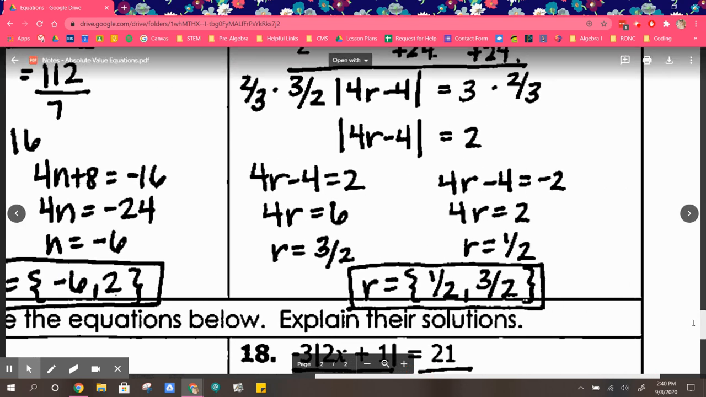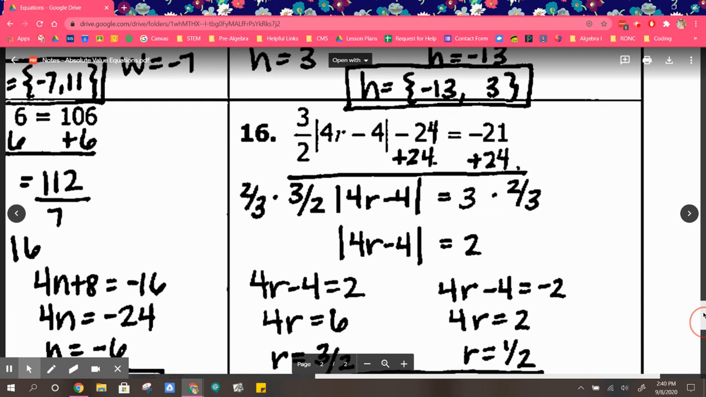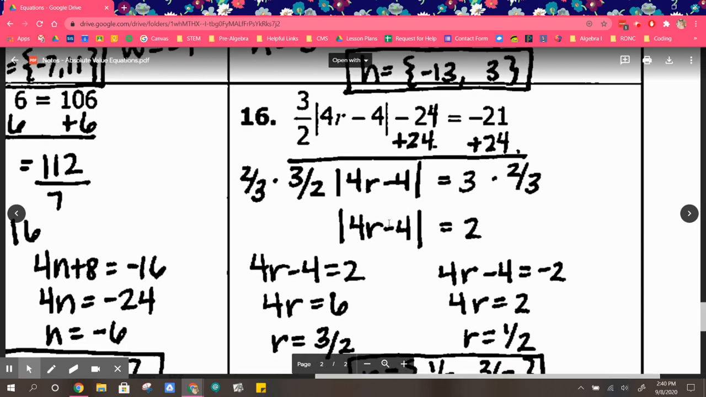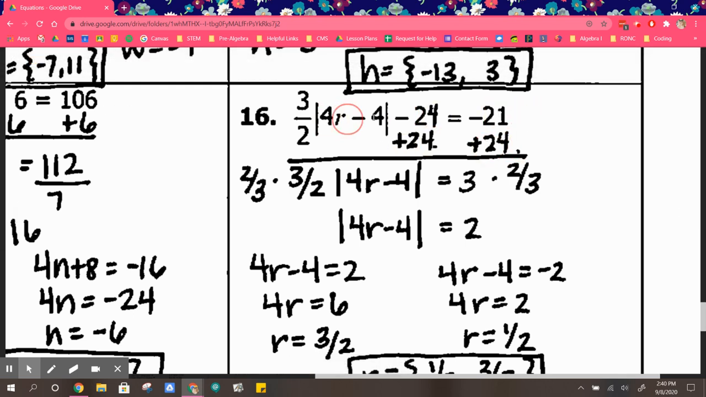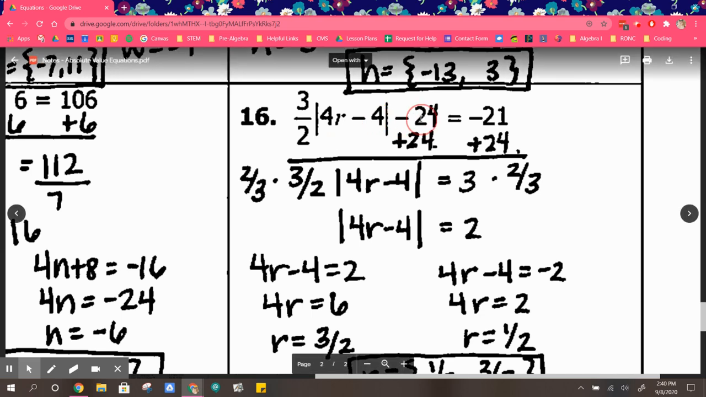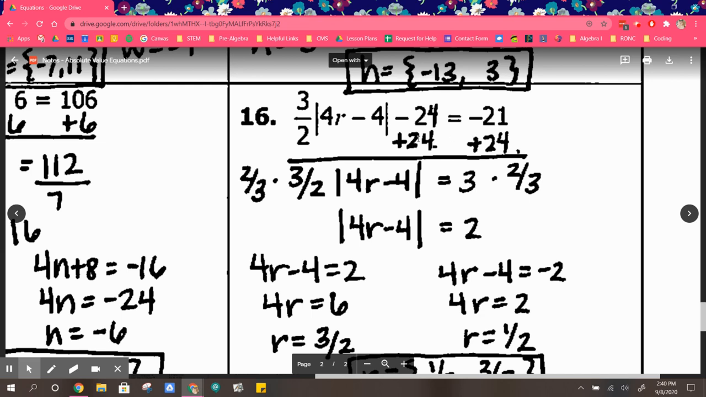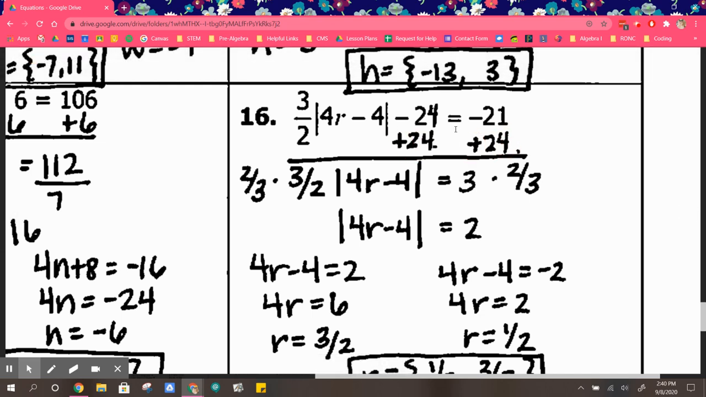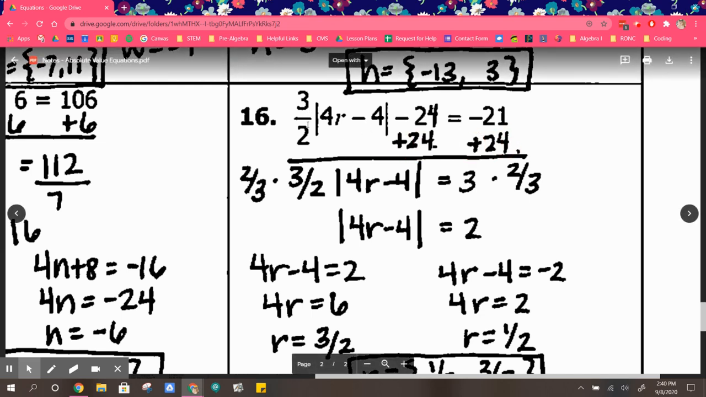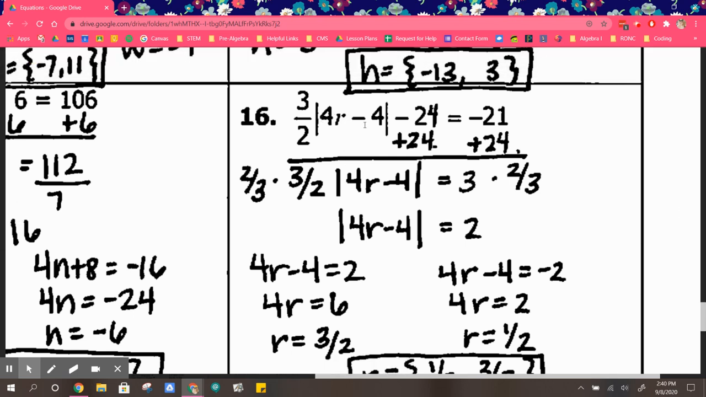Okay, so this one looks scary with some fractions. So in this problem, same idea as what we just did. Get rid of the minus 24 first, because we want to try and isolate our absolute value. So we're going to add 24 to both sides, because it's the opposite of the subtraction. So plus 24, plus 24. Okay, so now I have 3 halves times the absolute value of 4r minus 4 equals 3.